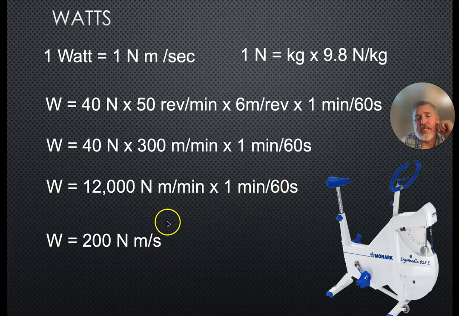If the canceling of units confuses you a little bit, remember that I have a video on how to do that with multiple examples. If you want to view that and then come back and look at this problem, I think it will help you. So 200 Newton meters per second is equivalent to 200 watts, because 1 watt equals 1 Newton meter per second. I'm just showing you the relationship between kilogram meters and watts.